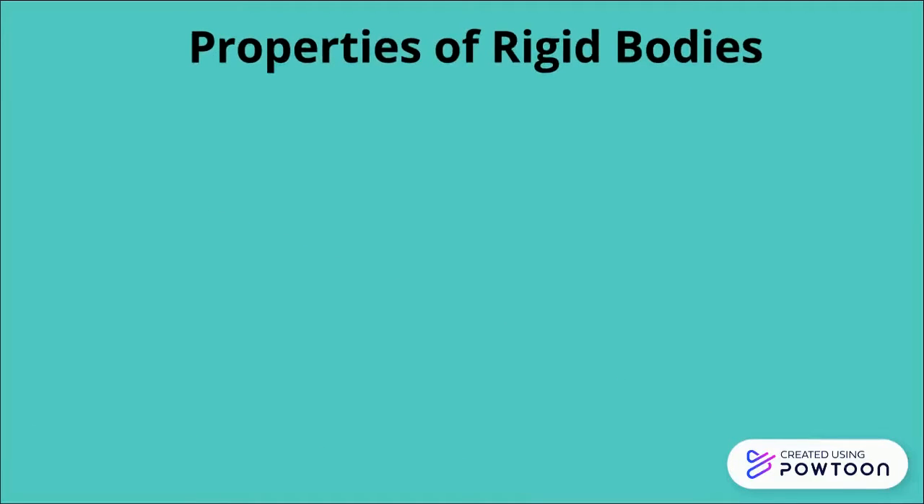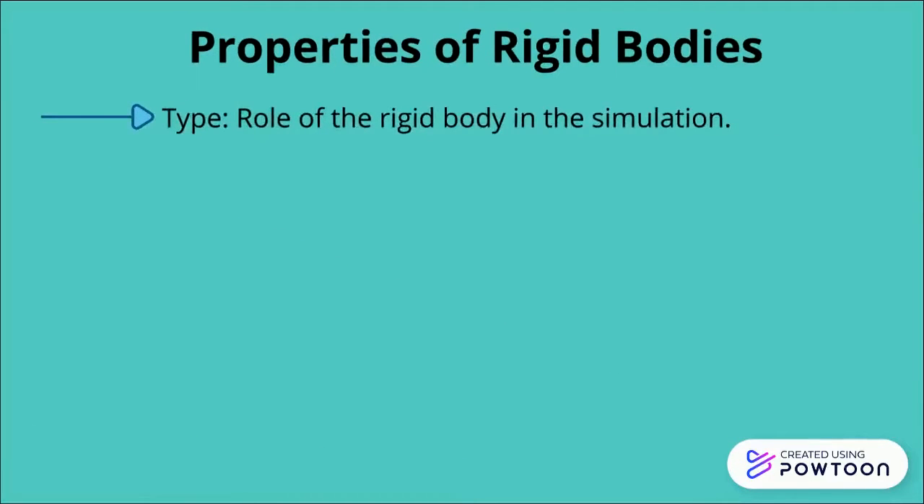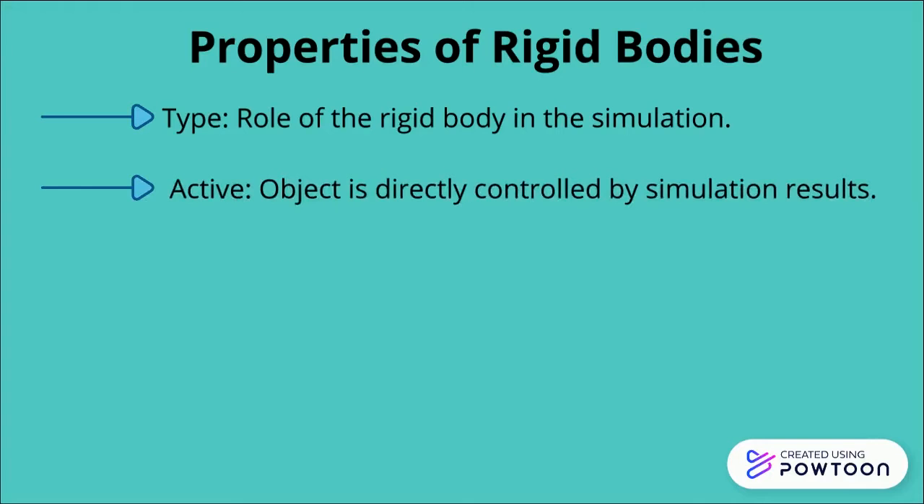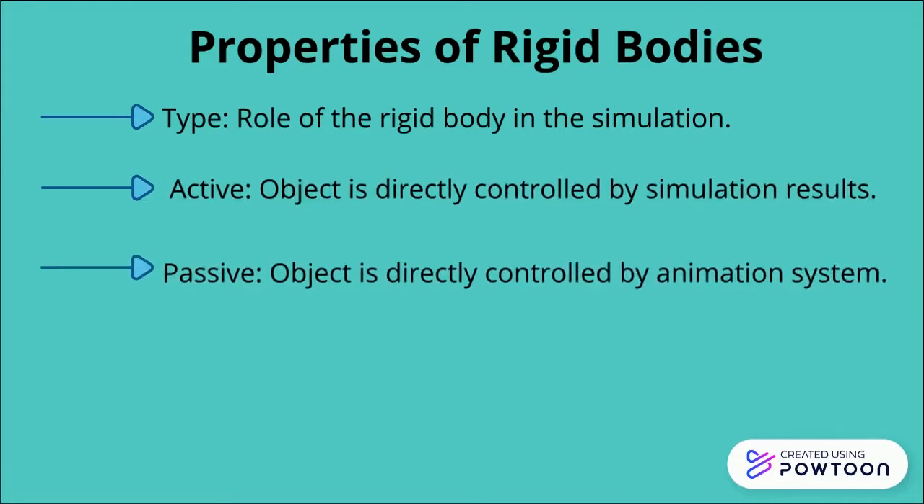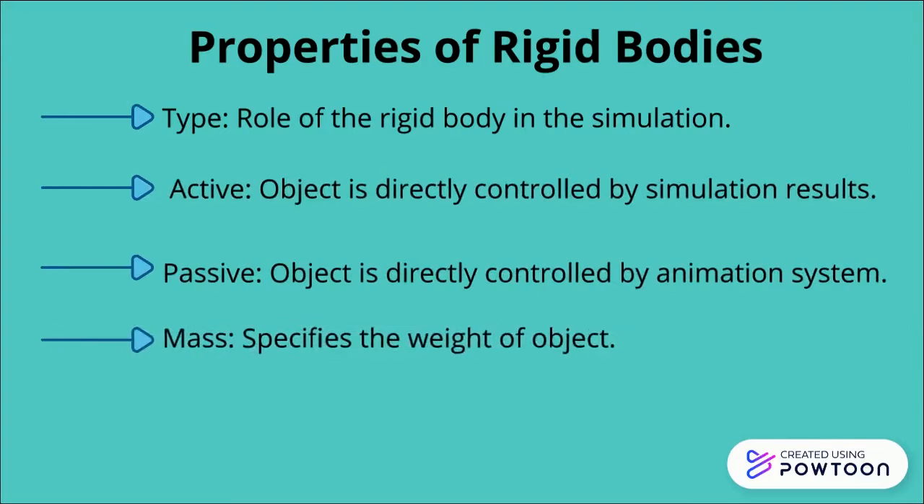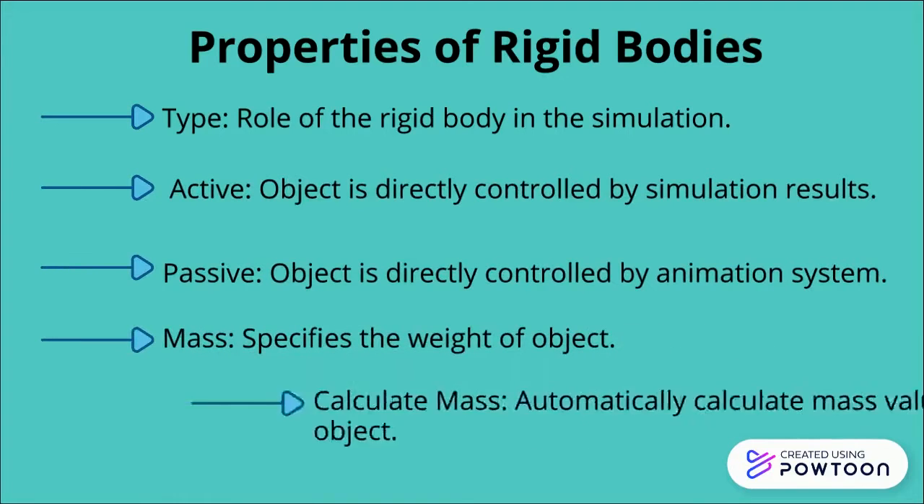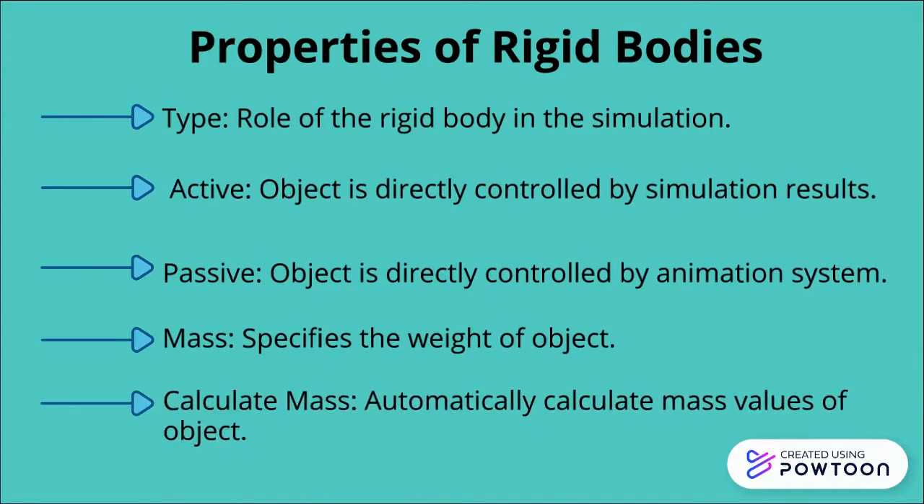Properties of rigid body. Type: the role of the rigid body in the simulation. An active object is directly controlled by the simulation result. A passive object is directly controlled by the animation system. Mass specifies the weight of the object. Calculate mass automatically calculates the mass value of the object.